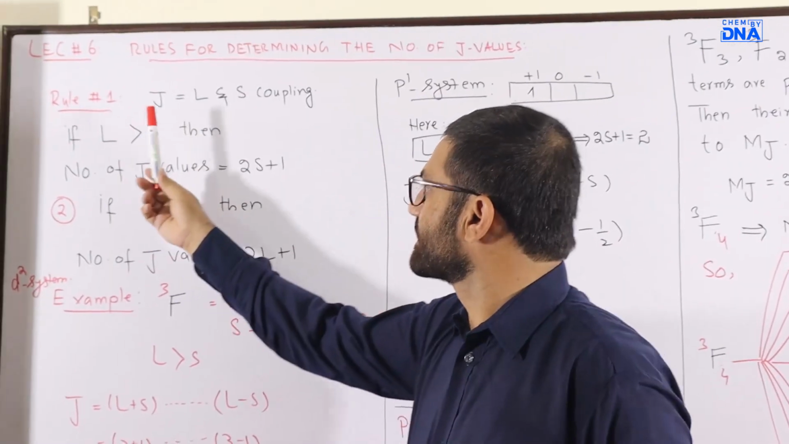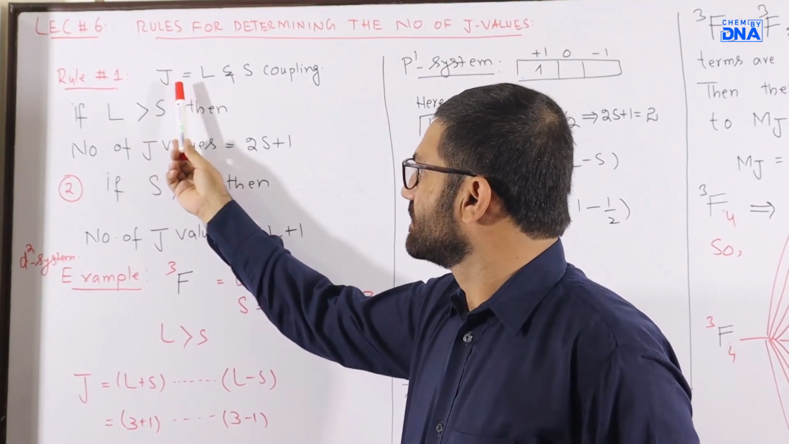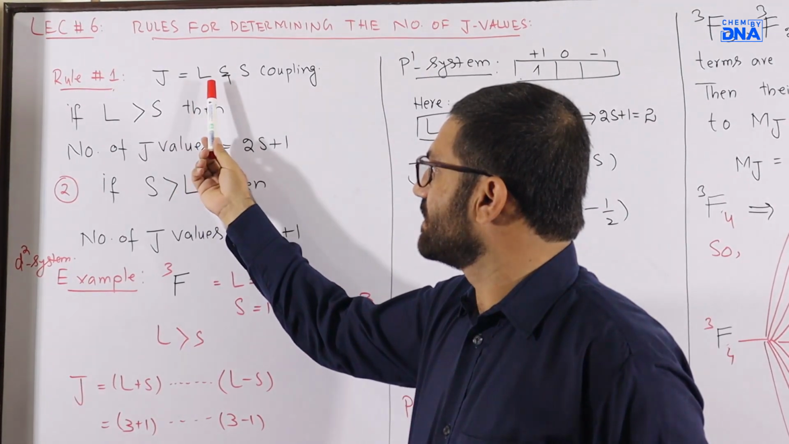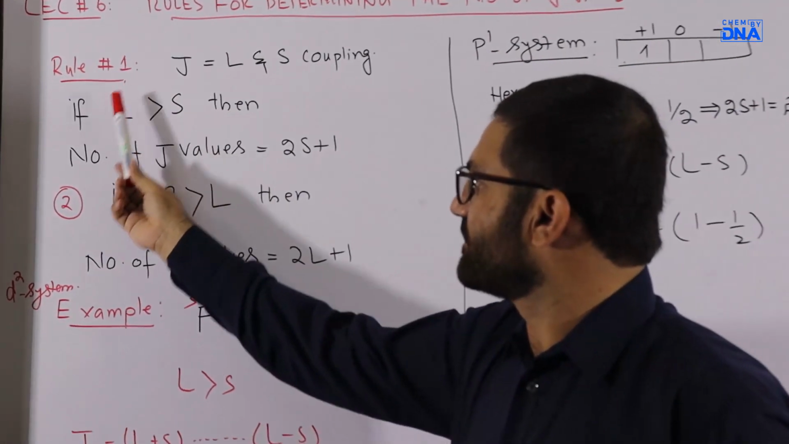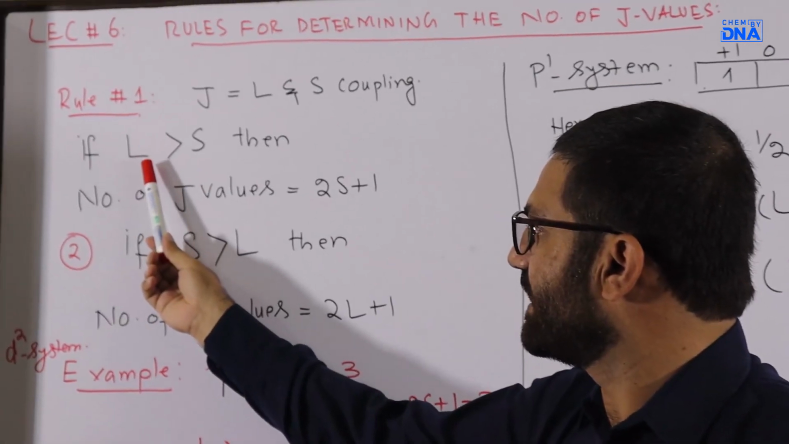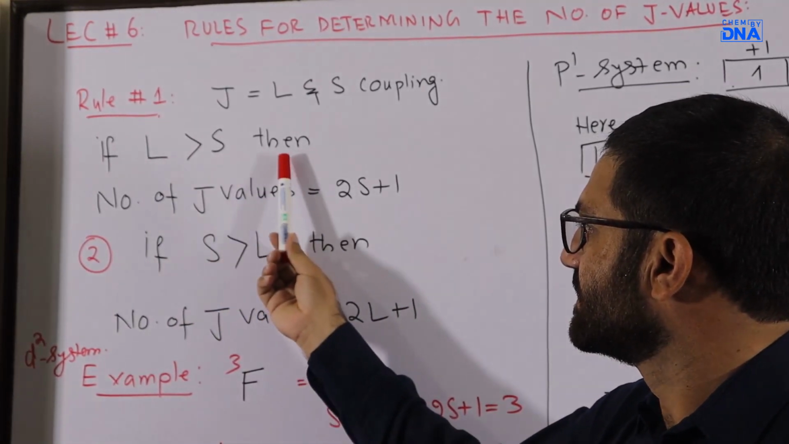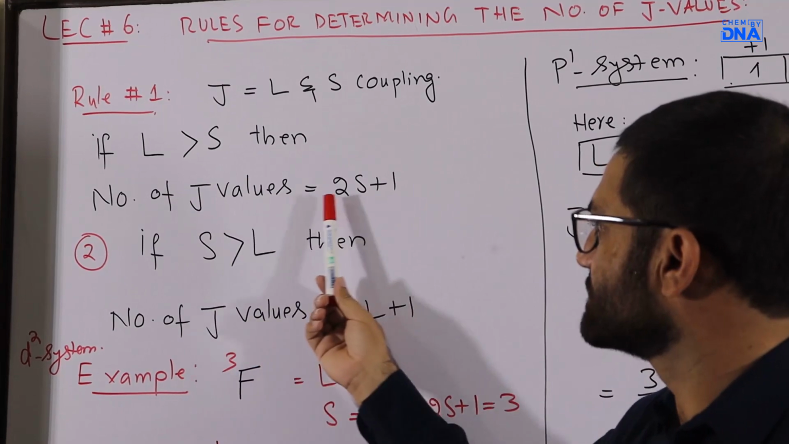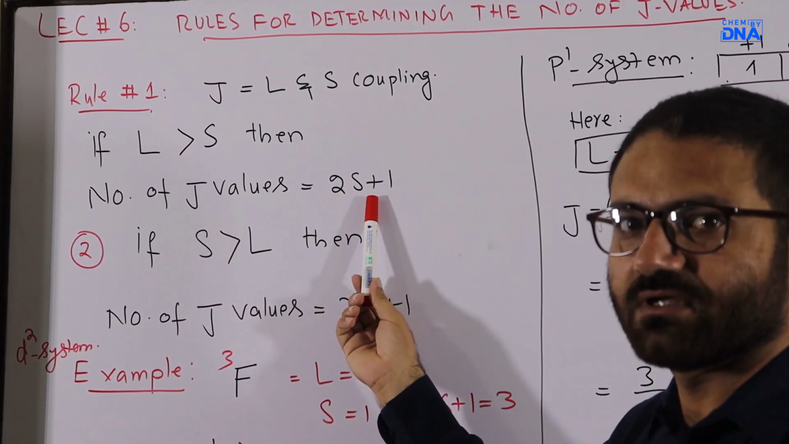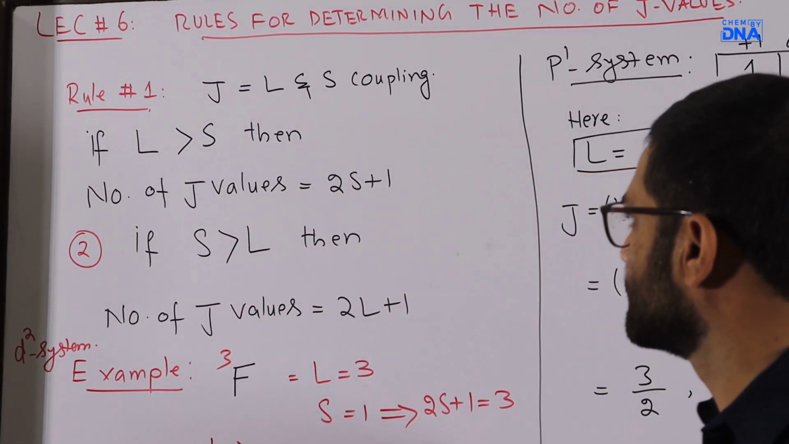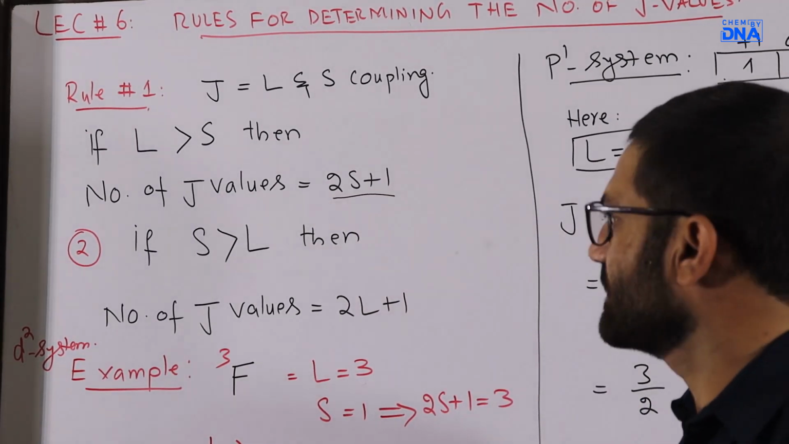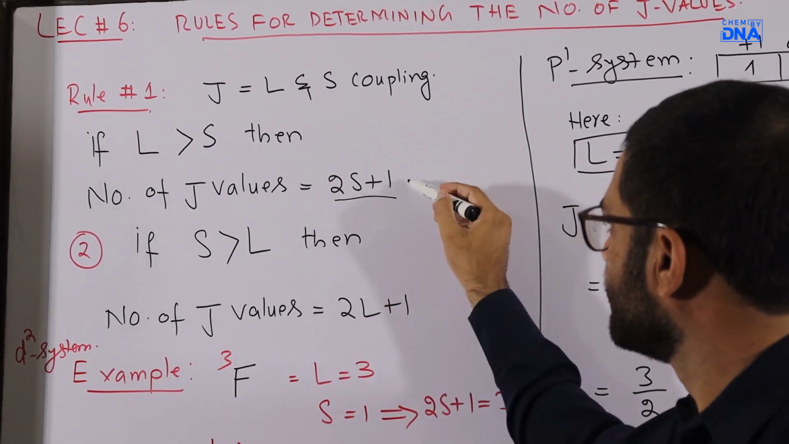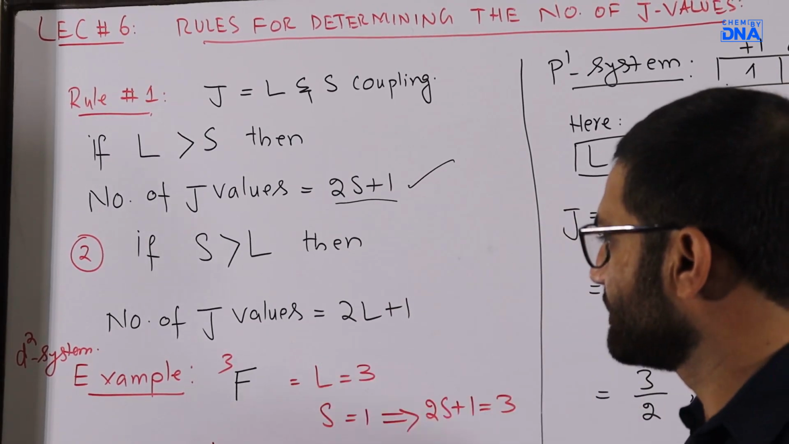Number one, you know well that J values are always due to L and S coupling. Rule number one states that if L is greater than S, then the number of J values will be equal to 2S plus 1. And you know well that this 2S plus 1 is the spin multiplicity. For this rule, we have an example.